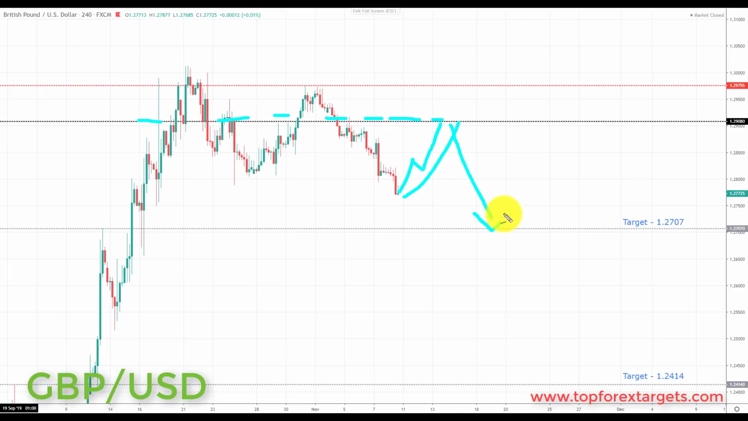And we're going to be looking at initiating shorts down towards the next key of support to the downside and the target set at the 1.2707. And if we can break through this level, we're going to be looking down towards the next key of support to the downside and target 2 at the 1.2414.